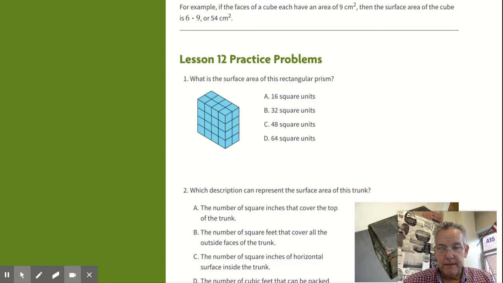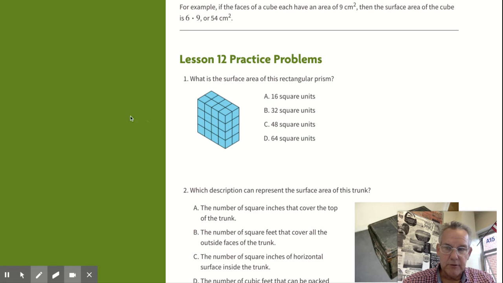I wanted to make a key for the practice problems that you'll be completing today. Hopefully, you've done those in your math notebook. So, number one, what is the surface area of this rectangular prism? And it's really just a multiple choice question. I'm not going to answer it in a multiple choice way at this point, though. I want to actually show you one way to approach it.